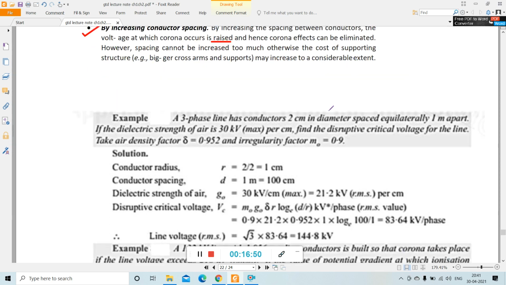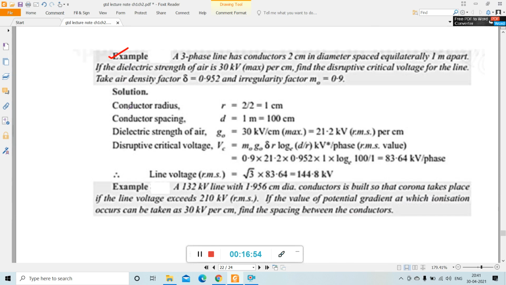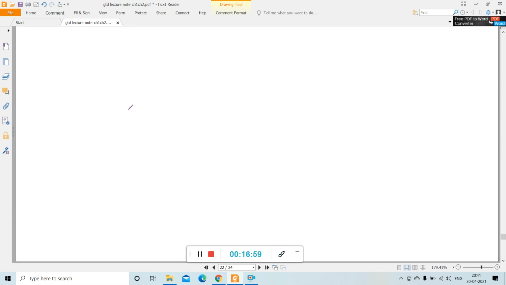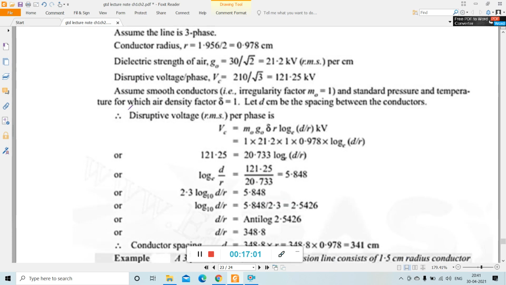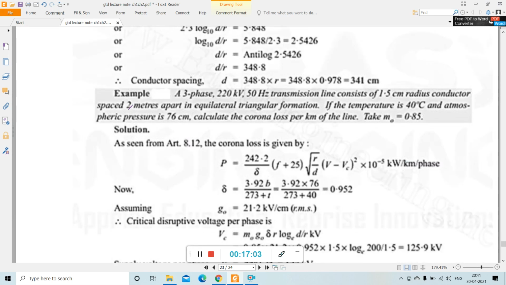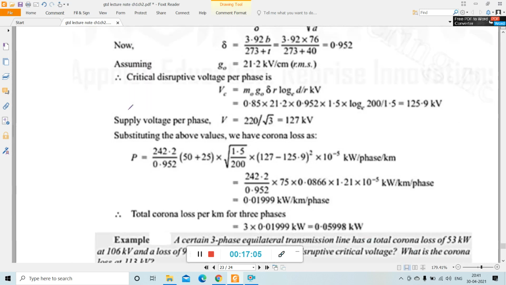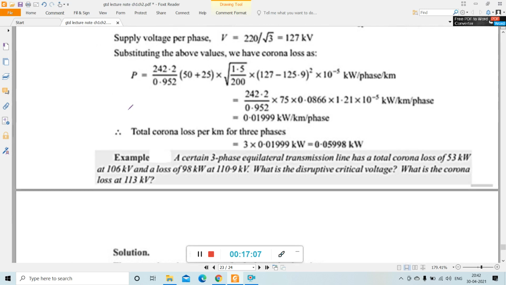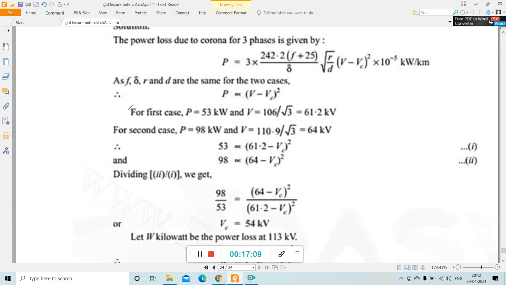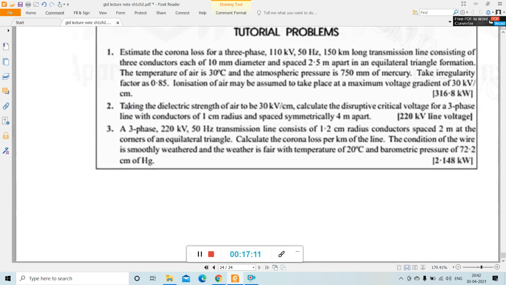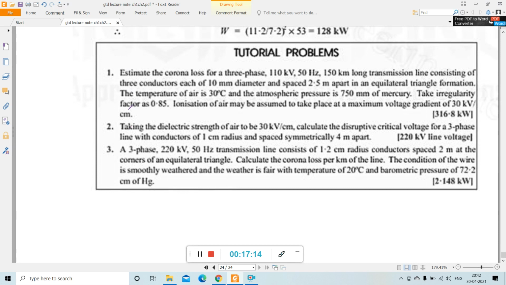So these are some numericals which I have mentioned here. Just go through these numericals. Already we have discussed these numericals in the online classes. So just go through them and practice by yourself thoroughly. These are some tutorial problems given here. Follow these examples and practice these tutorial problems. Okay. Thank you.